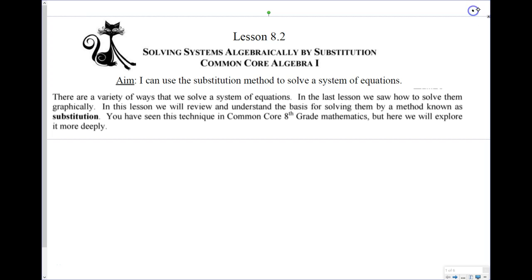We're continuing our unit on systems of equations. Today we're going to talk about solving systems algebraically using the substitution method. Your aim today is that you can use the substitution method to solve a system of equations.